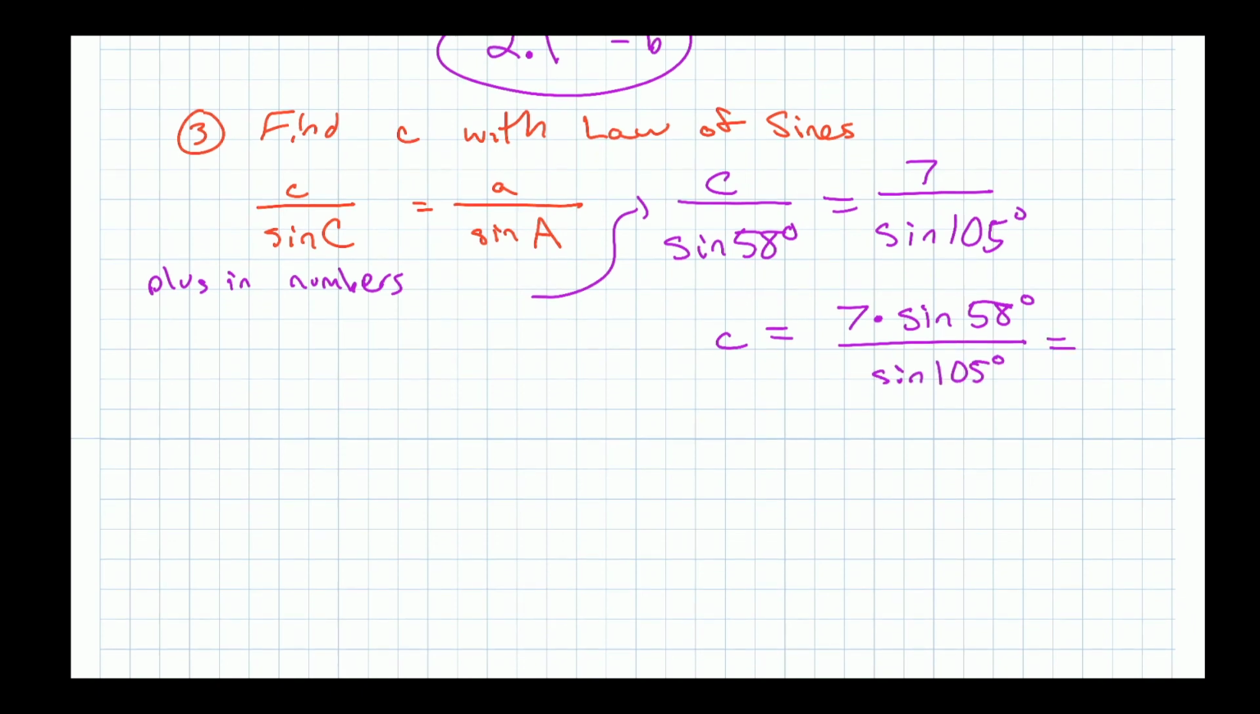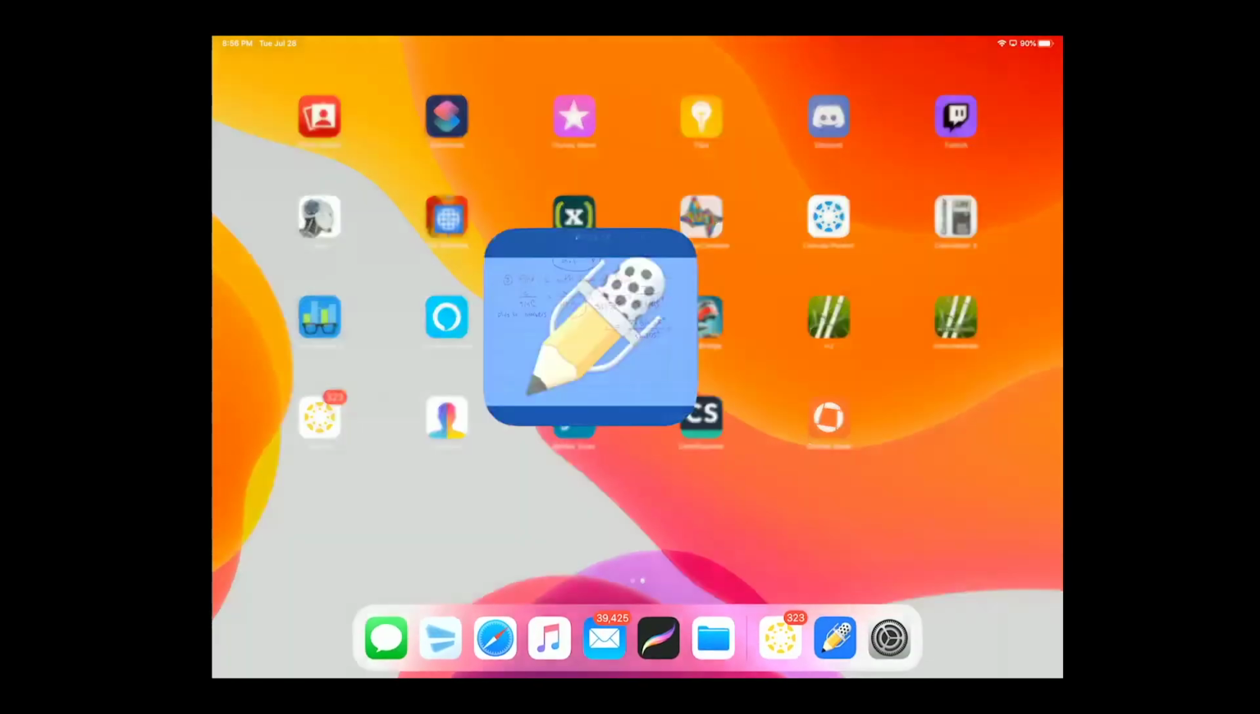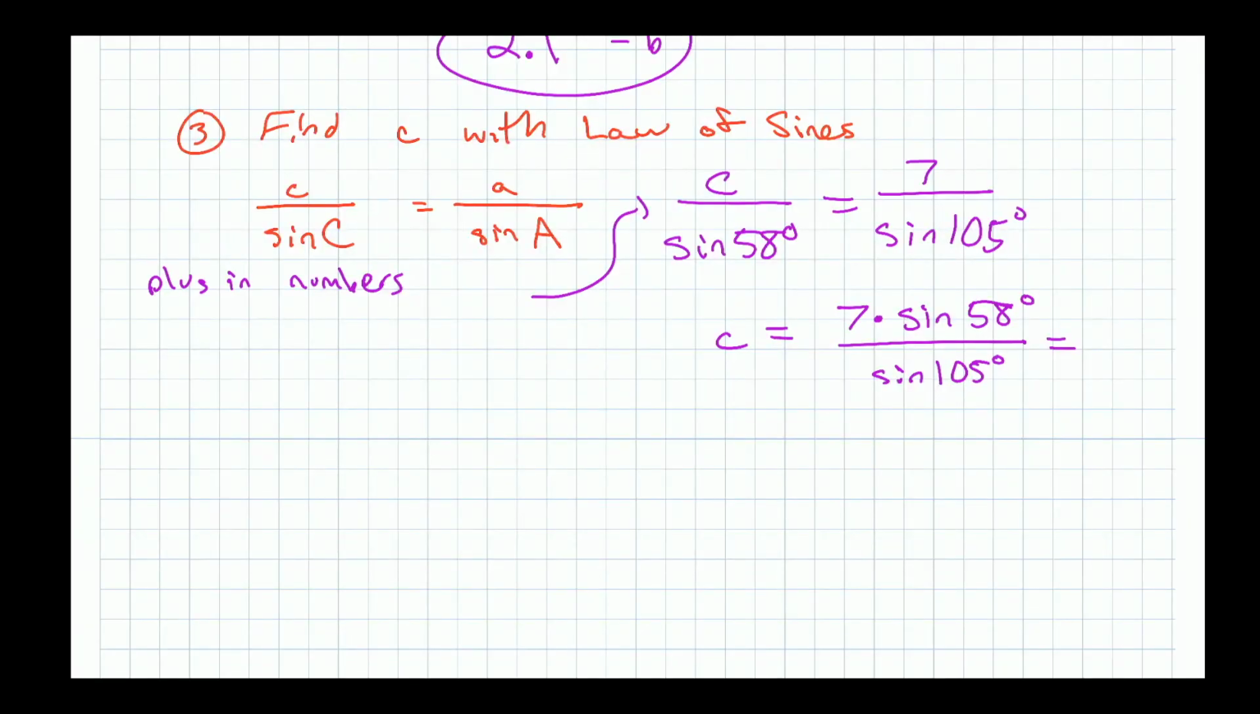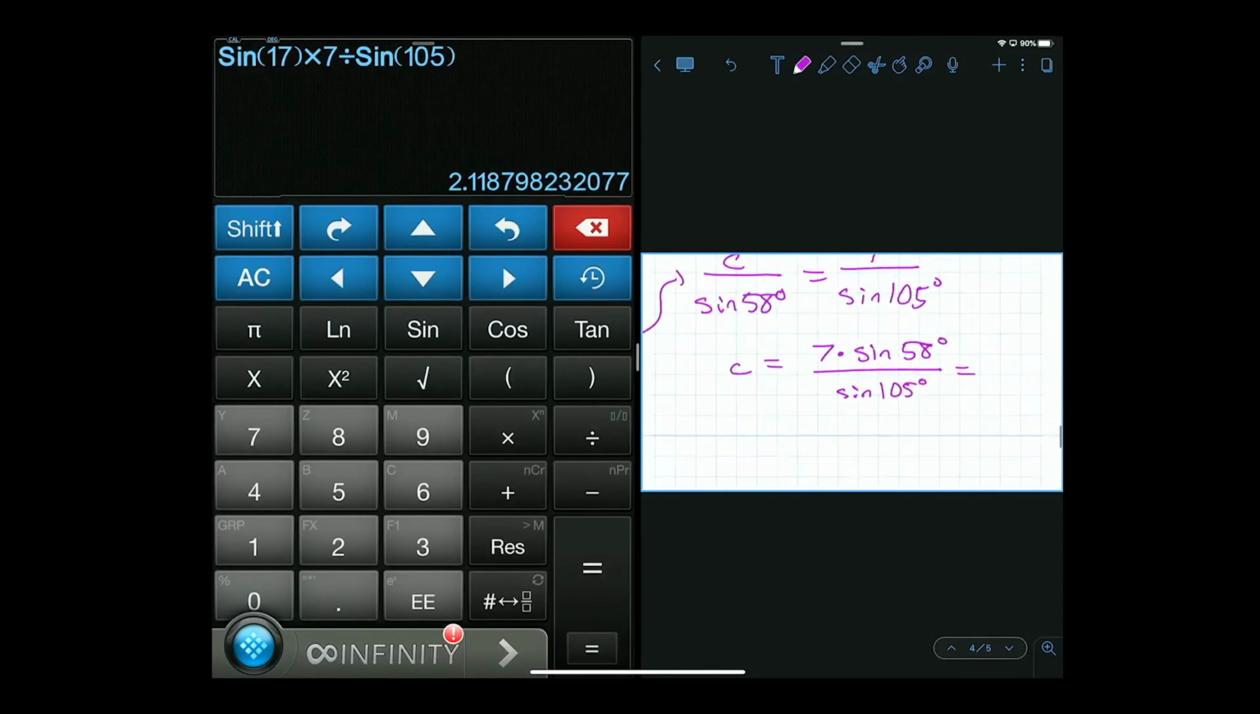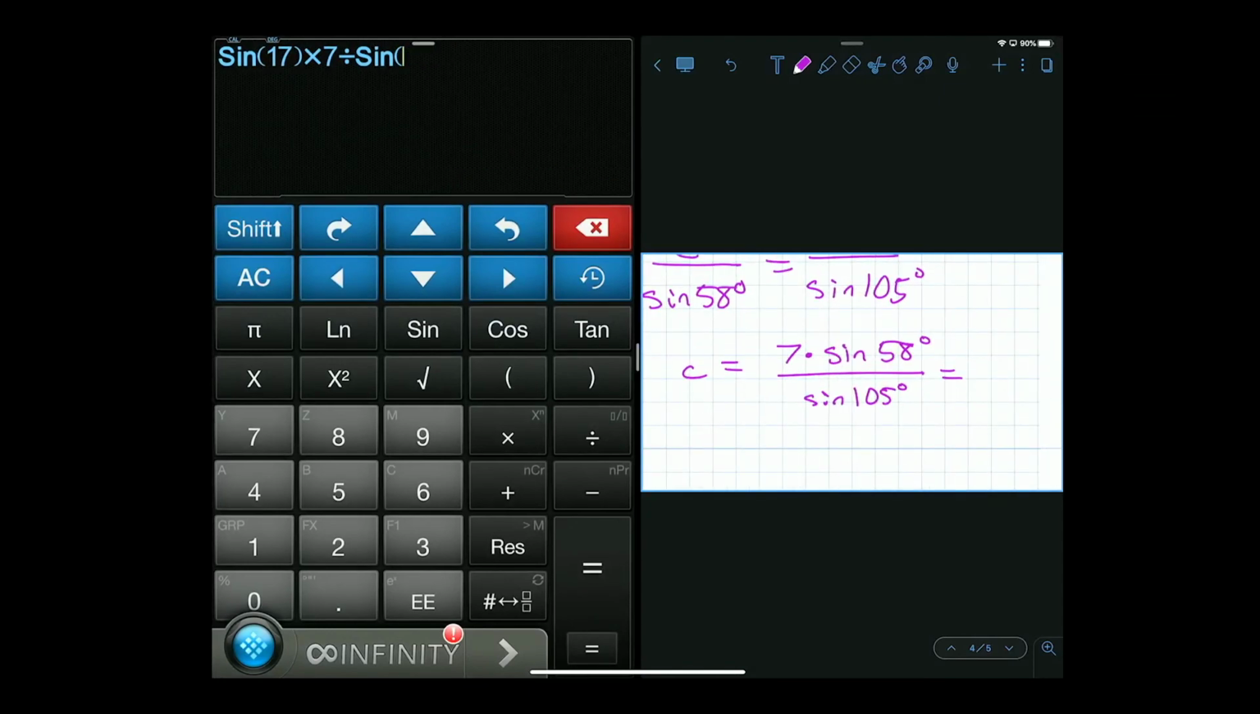And I'll just write it right here when we have an answer. So what do we have? 7 times sine 58 close over sine 105 close, enter. What do we get? We get 6.1.